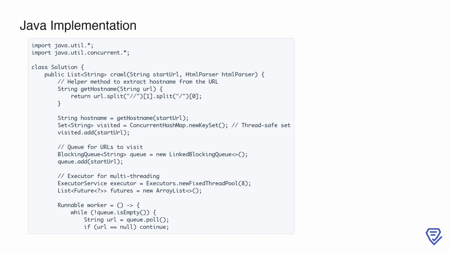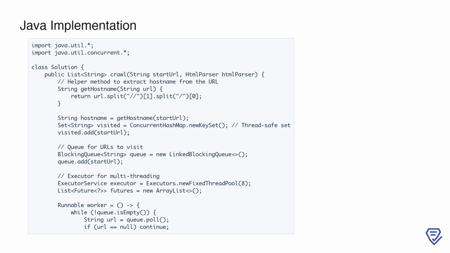Here, we begin by defining our Java implementation for the web crawler. First, we import the necessary packages, including java.util.* and java.util.concurrent.*, which will enable us to use collections and multi-threading. The main method, crawl, takes in a starting URL and an HtmlParser object. Within this method, a helper function called getHostName is defined to extract the hostname from a given URL. This allows us to identify whether a URL belongs to the same domain as the starting URL.